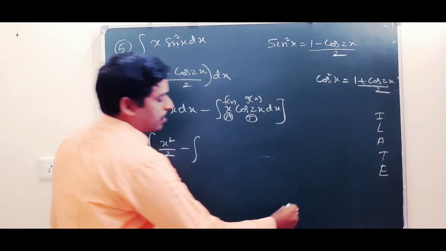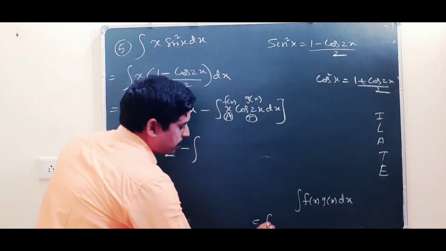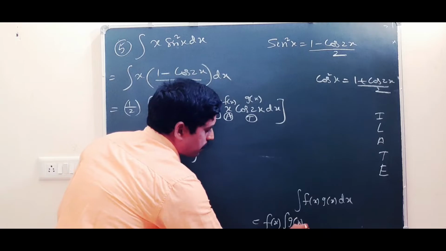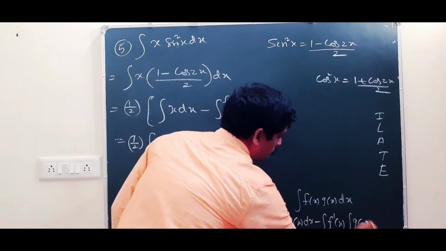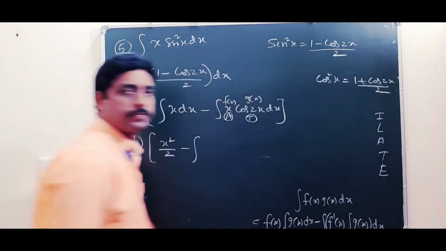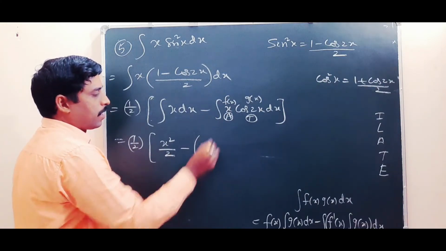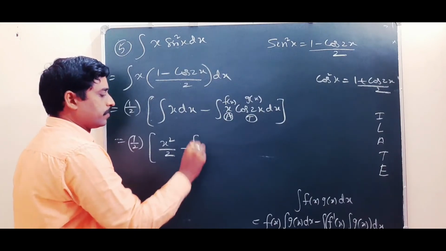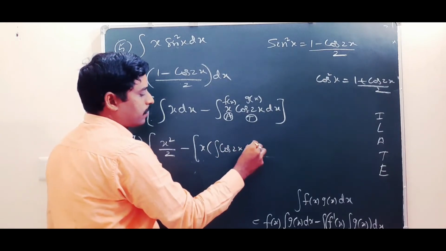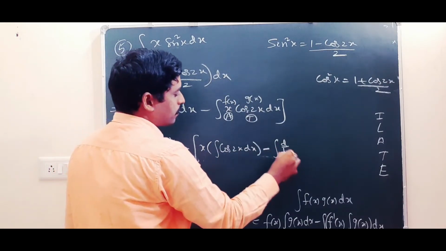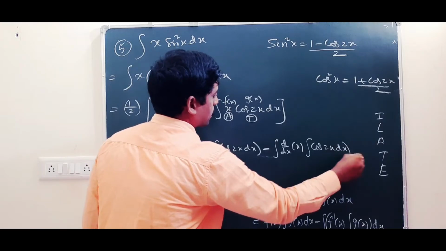So what is the formula? Integral f(x) into g(x) dx is equal to first function into integration of second function, minus the integral of derivative of first function into integration of second function, whole integration. Okay, now what is the first function? x into integration of second function, minus differentiation of first function, integration of second function, whole integration.